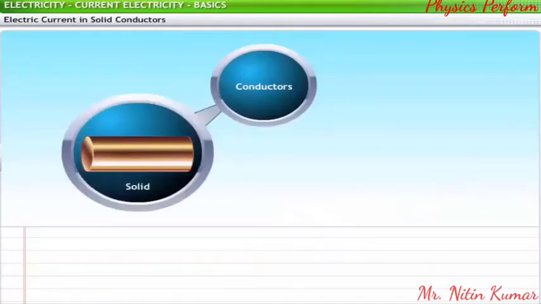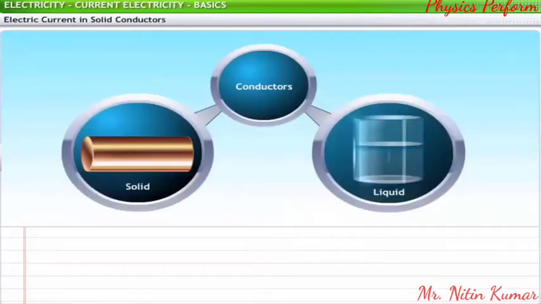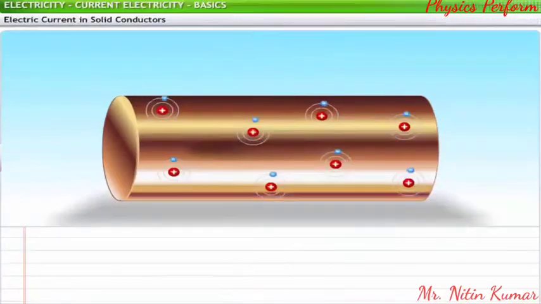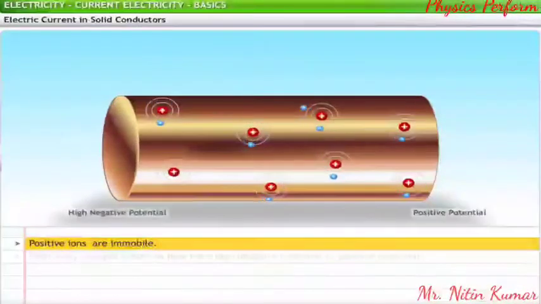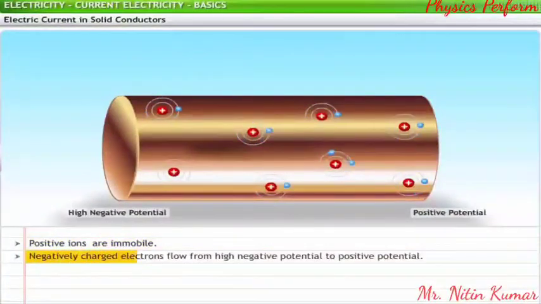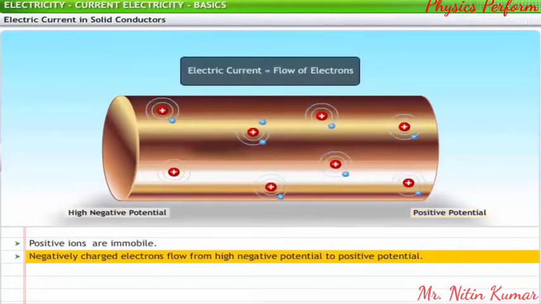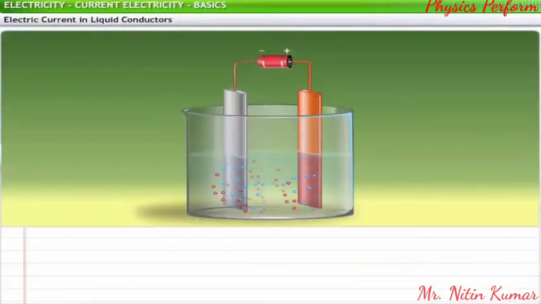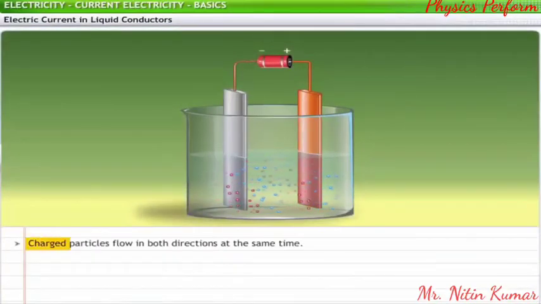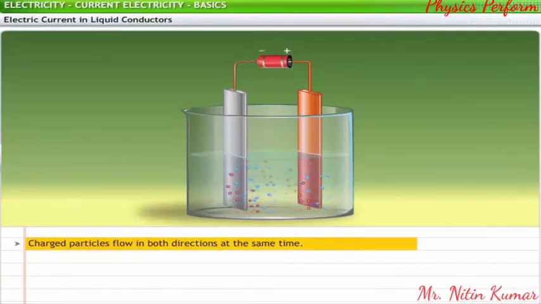Conductors can be in solid as well as liquid states. In solid conductors, positive ions are immobile, and only the negatively charged electrons flow from high negative potential to positive potential. This flow of electrons is known as electric current. In liquid conductors, the current is caused by the flow of charged particles in both directions at the same time.